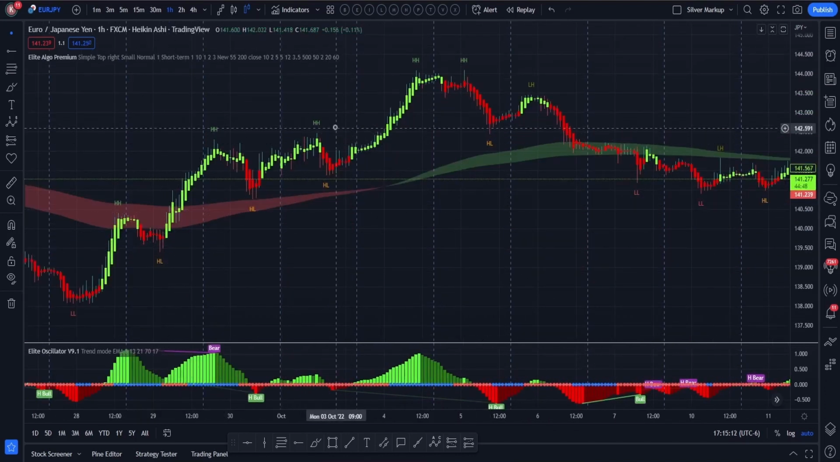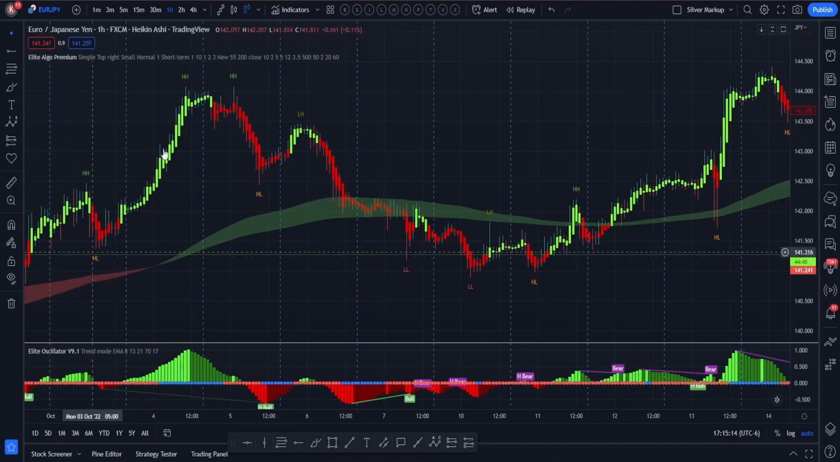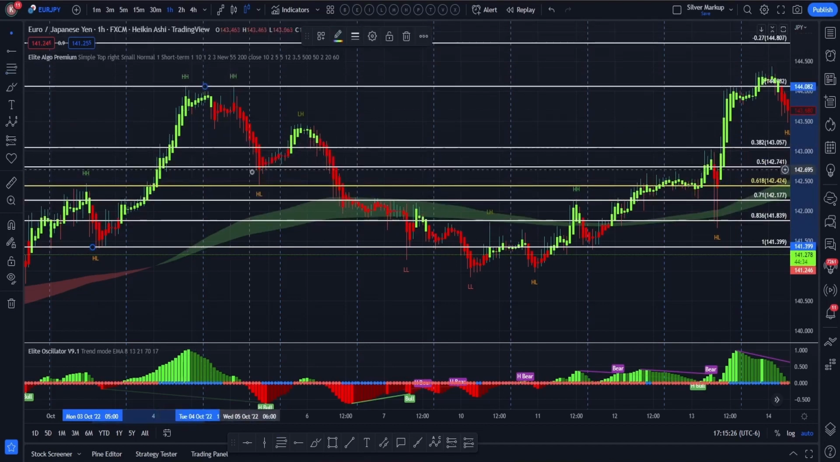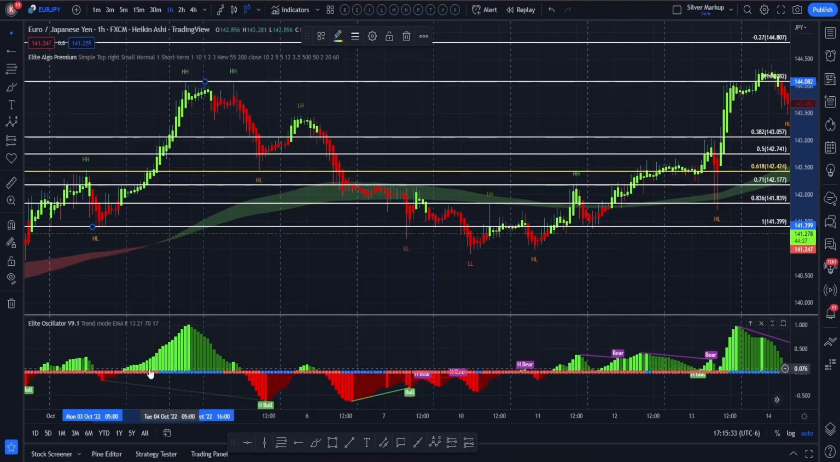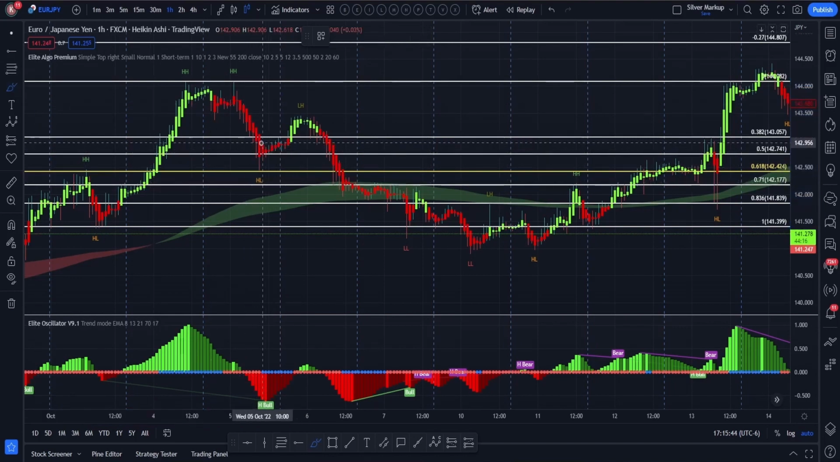Alrighty, so price from here went and made a higher high, and then from that higher high, price retraced and went down to the 61.8. Now, a side note, this could be an additional confirmation. If you see divergence happening on the oscillator after price reacts off that Fibonacci, you can take it right at the close of that candle.